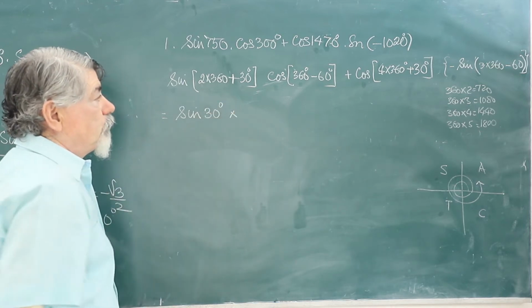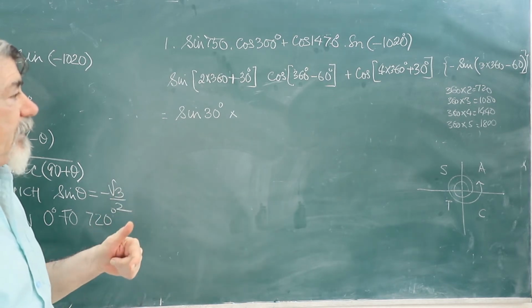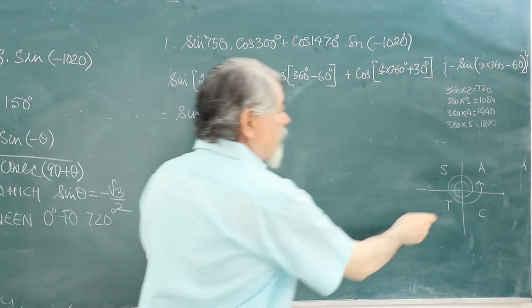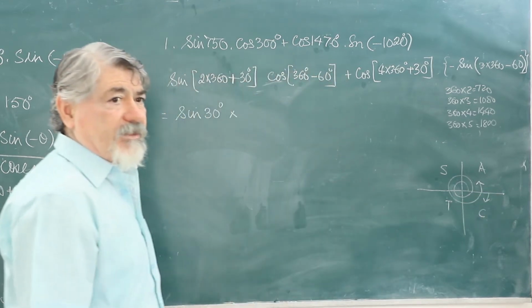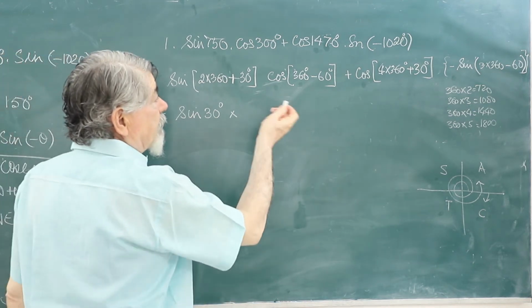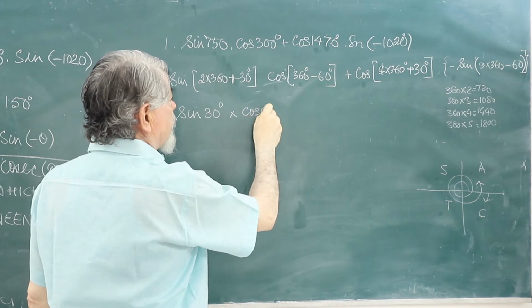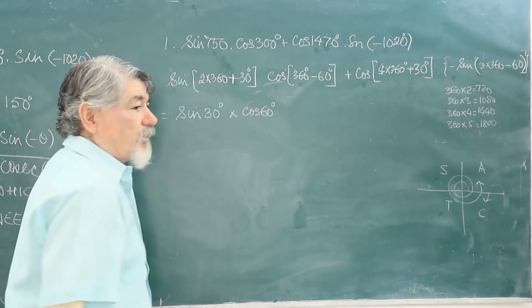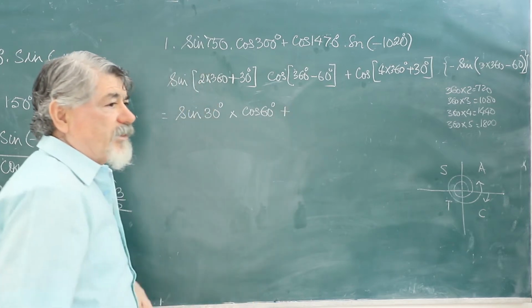Then into cos of 360 minus 60. That means you take 1 round and then come back here. So it is in the fourth quadrant. 360 minus 60 will be in the fourth quadrant, so it will remain positive because cos is positive in the fourth quadrant. So cos 60. Then plus cos of 4 into 360.